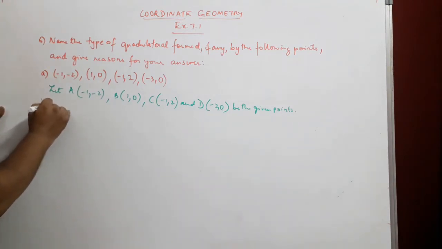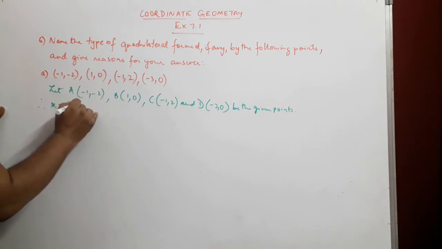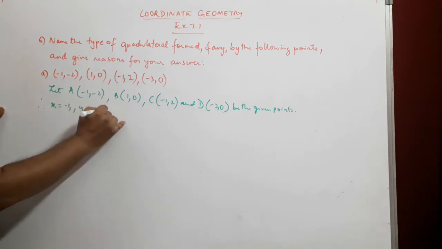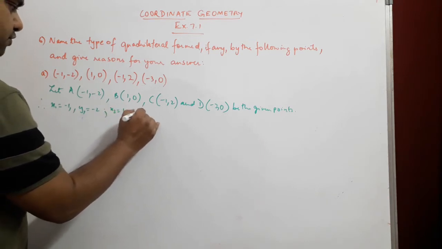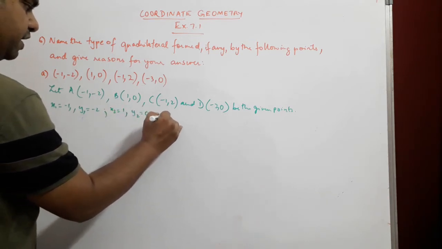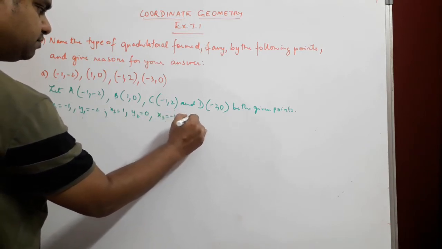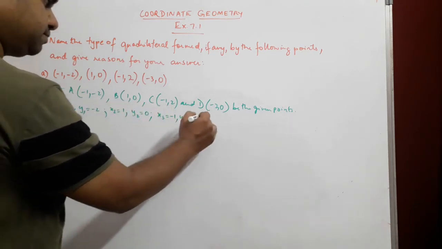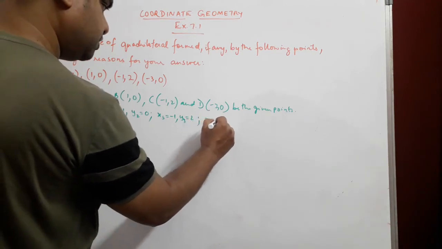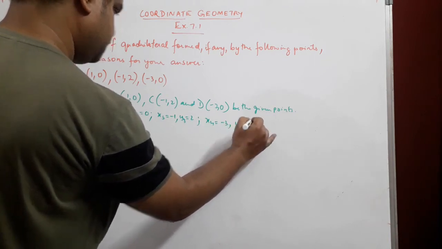Therefore, you can say x1 will be -1, y1 will be -2, x2 will be 1, y2 will be 0, x3 will be -1 and y3 will be 2. Put the semicolon over here too, and x4 will be -3 and y4 will be 0.